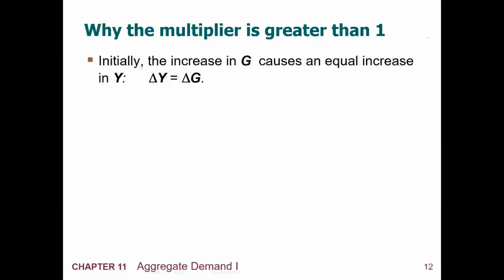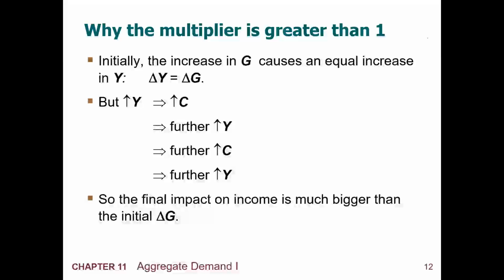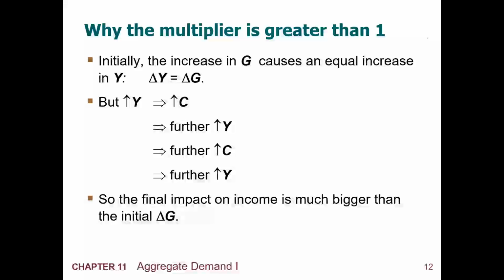So initially, the increase in G causes an equal increase in Y. So the change in output is equal to the change in government spending initially. But as income increases, so does consumption.